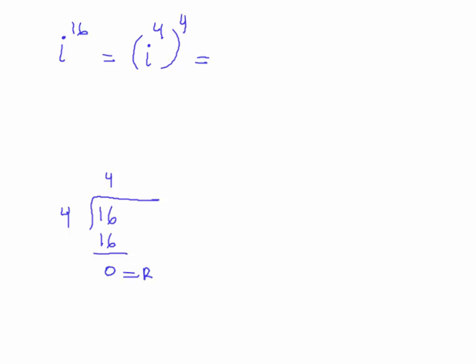So we know, again, i to the power of 4 is equal to 1. So it would be 1 to the power of 4, which is equal to 1. So i to the power of 16 would be equal to 1. Okay? How about we use i to the power of 17? Let's go to i to the power of 17.